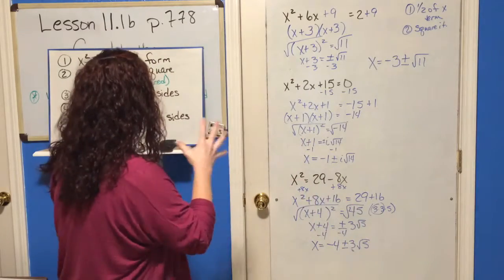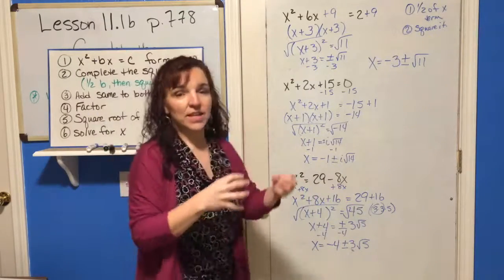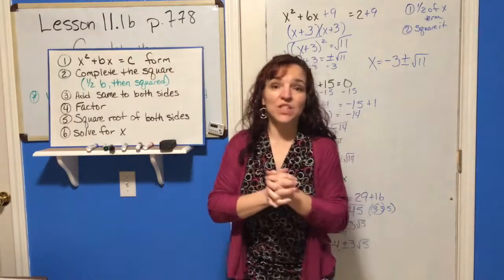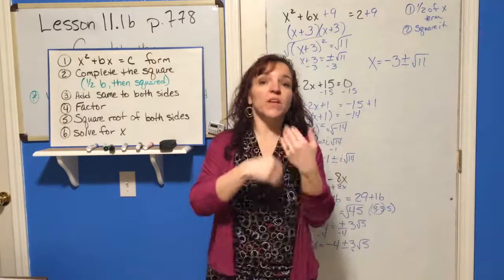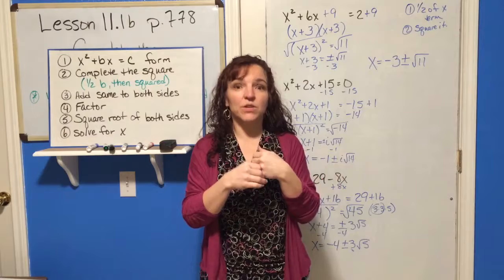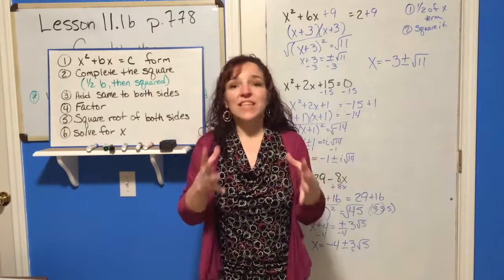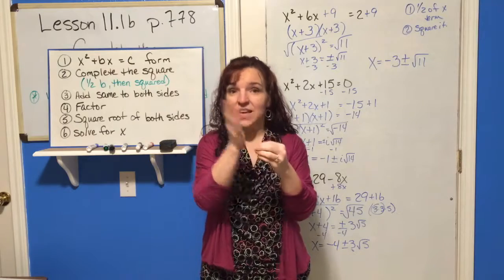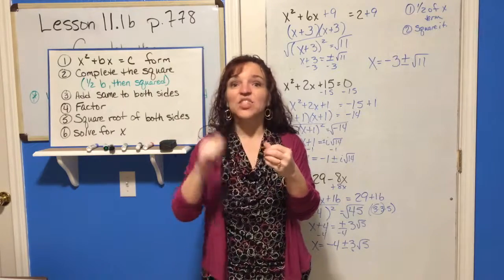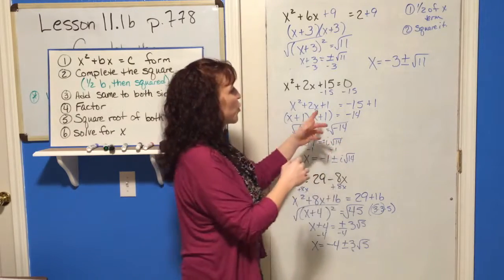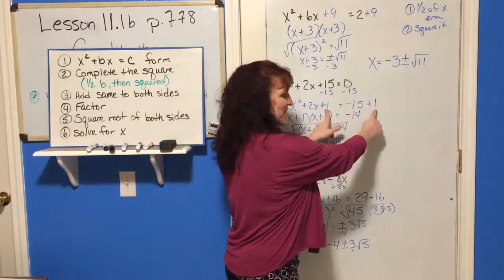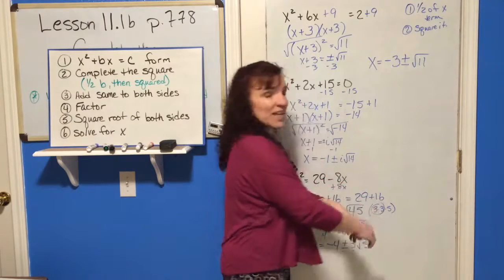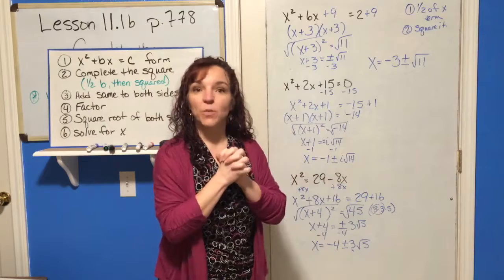So step 1, make sure that it's in the right format. And then step 2 is just completing that square. So the more you do it, the more it'll come and it'll be easier. You just take that middle term, the x term, take the number in front of the x, take half of it, and then square it. And that number is what you're going to add to both sides every time. Don't forget to add it to both sides. And then just solve it the way you know to solve.